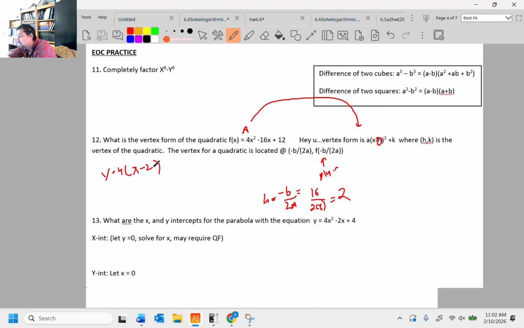So x minus 2. Now to find k, we're going to plug it back in. k happens when you take that 2 and you plug it back in place. So 4 times 2 squared is going to be 16. 16 minus 32 is negative 16. And then we add 12, and I think we're at negative 4. Well, there you go. Easy peasy lemon squeezy.